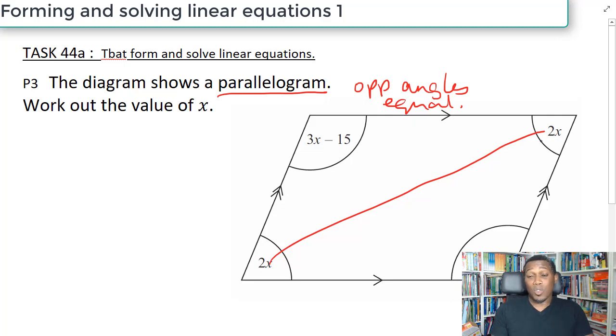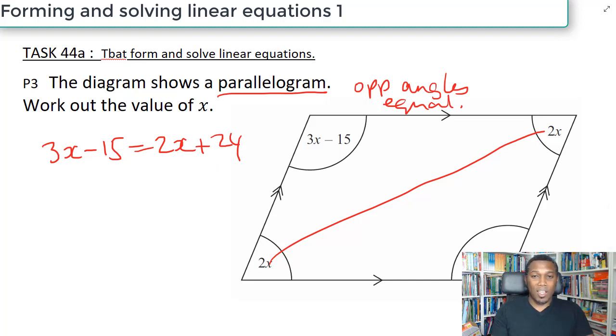We know 2x is 2x. That was the hint. But these expressions are different. So actually, to solve this problem, we could have done 3x take away 15 is equal to 2x plus 24. That's the equation we need to solve. Change side, change sign. I get 3x is not going anywhere. I'll get all the x's on one side. The plus 2x goes on to the left-hand side, which means it becomes minus 2x.